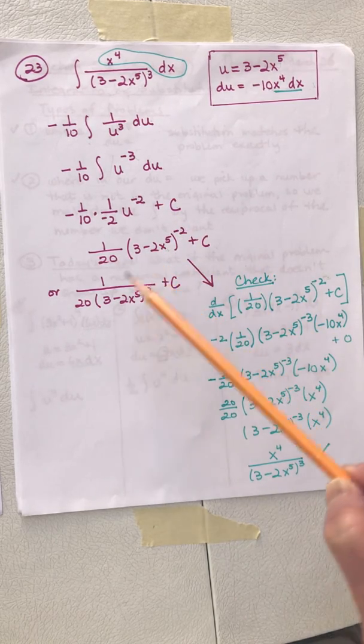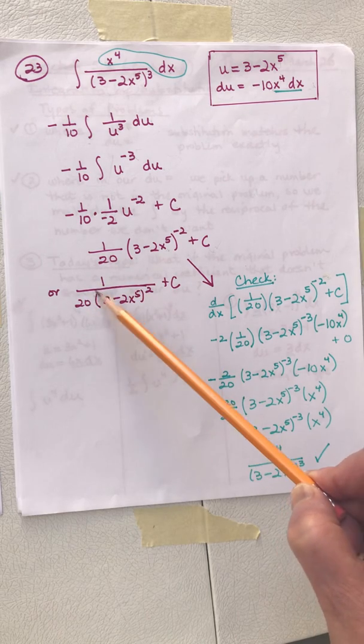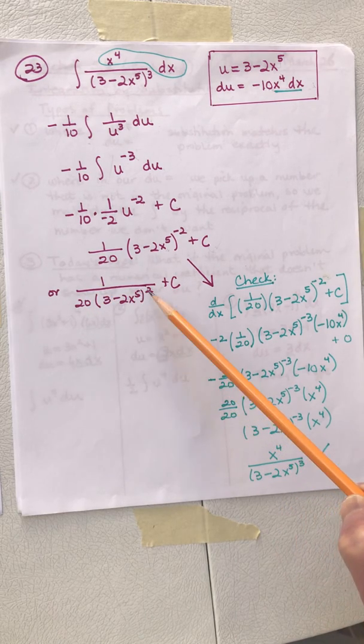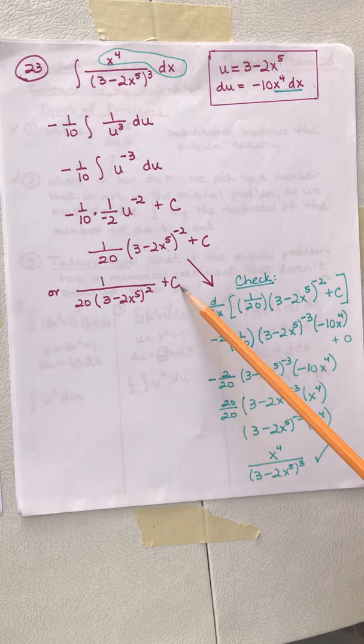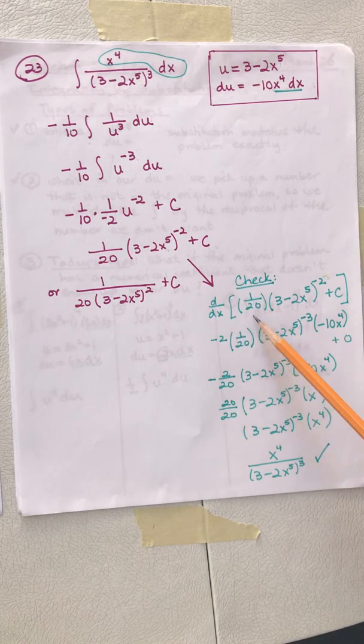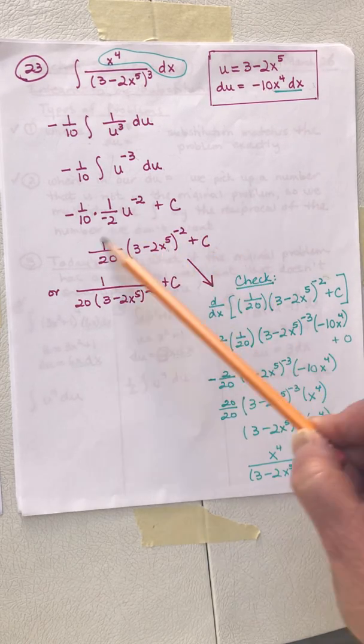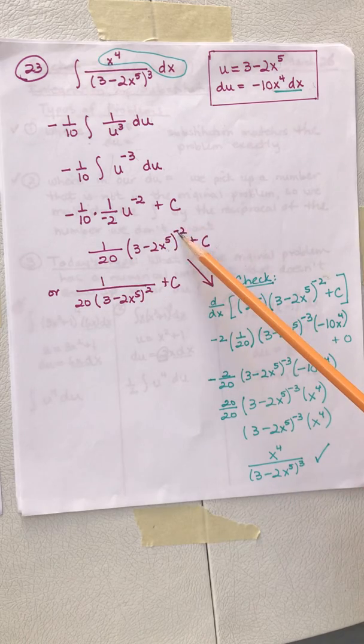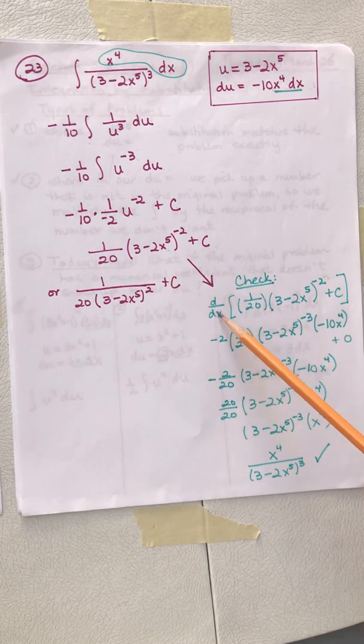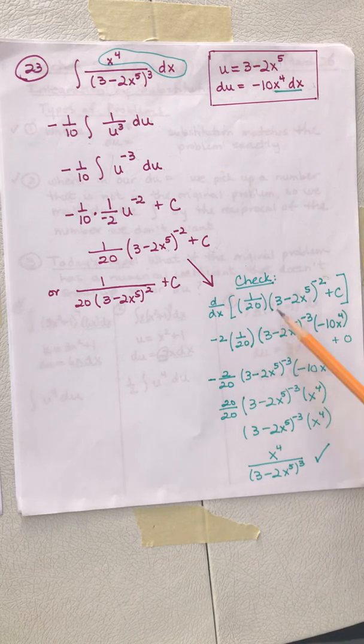And I could also write that as 1 over 20 times the quantity 3 minus 2x to the 5th, quantity squared, plus c. Now I'm going to check this, but I'm going to use this form right here with the negative exponent. It's easier to deal with. So I'm going to take the derivative of this and hope I get the original integrand back.